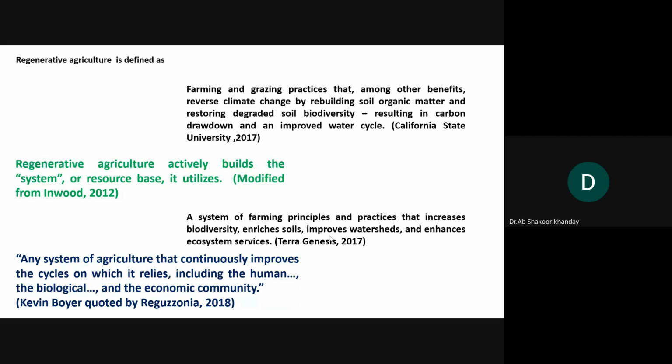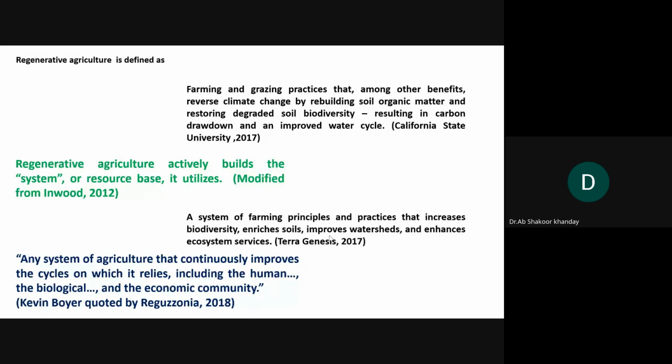Then percolation losses and other evapotranspiration losses are curtailed by this agroforestry system. So this is one definition I was just discussing with you.